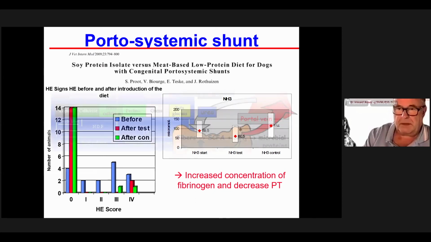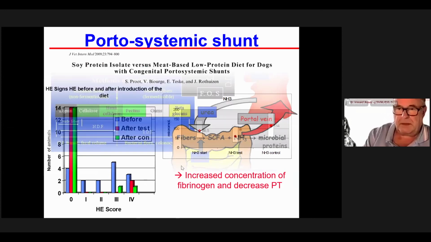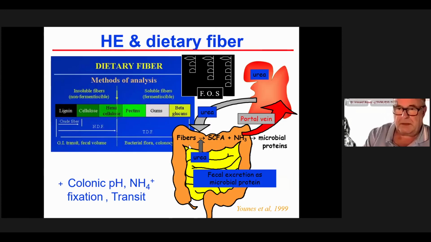So this is just to illustrate what I told you. If you give fermentable fiber, what's going to happen in the hindgut is that that fiber is going to be fermented and will produce short-chain fatty acid. Short-chain fatty acid with ammonia will be able to synthesize protein.